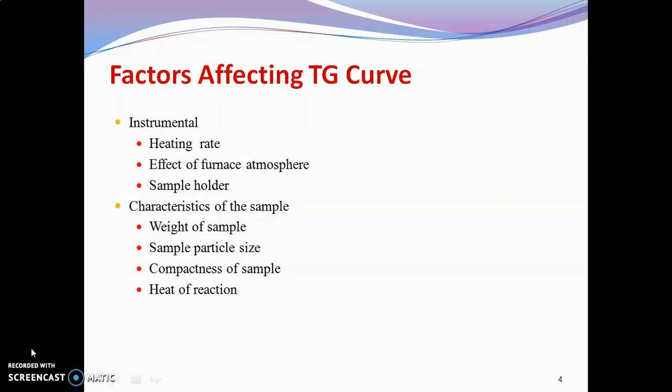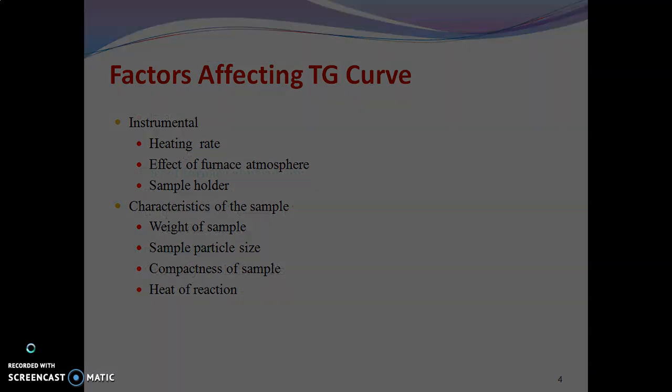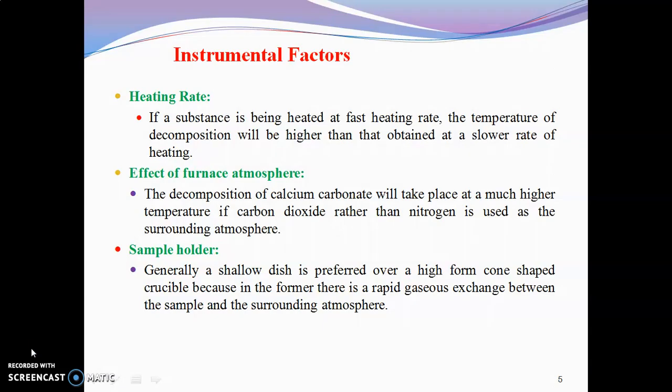Here two types of factors affect the thermogravimetric curve. First is the instrumental factor, second is the characteristics of sample. In instrumental factors, three factors affect majorly, that is the heating rate, effect of furnace atmosphere and sample holder. In characteristics of sample, four factors affect such as weight of sample, sample particle size, compactness of sample and heat of reaction. So we will start with heating rate of instrumental factor.